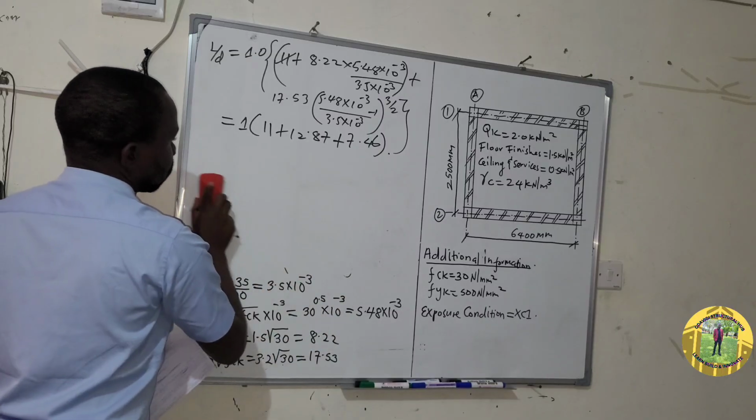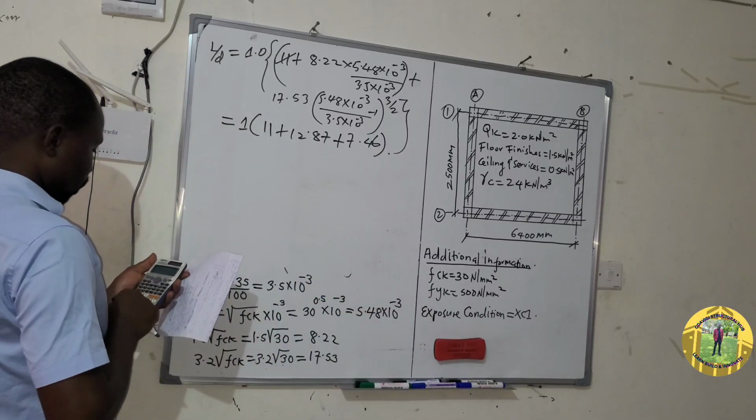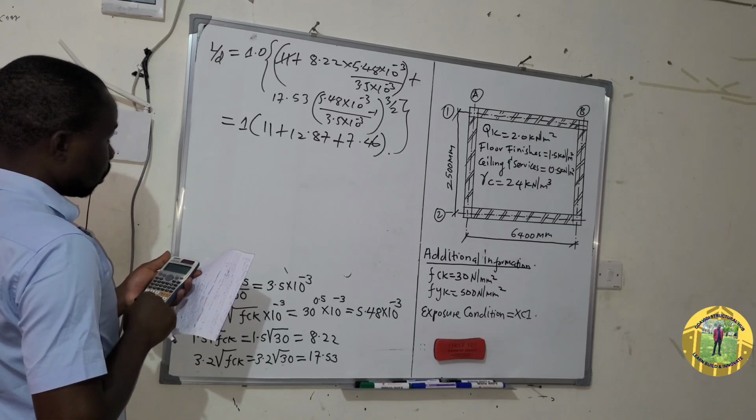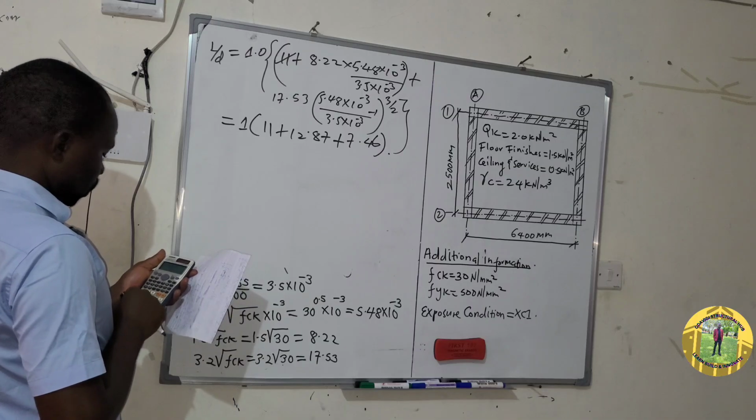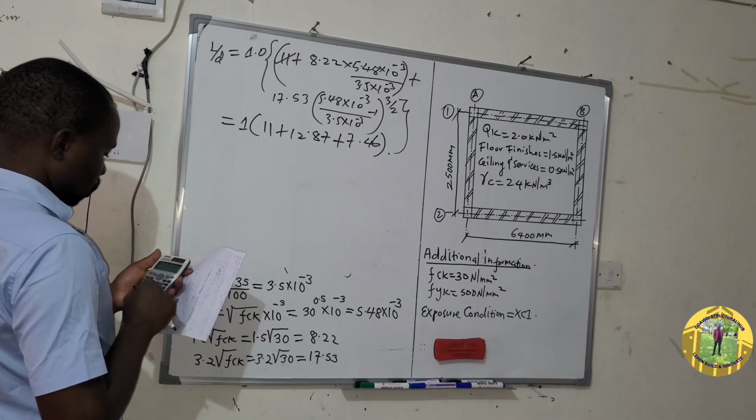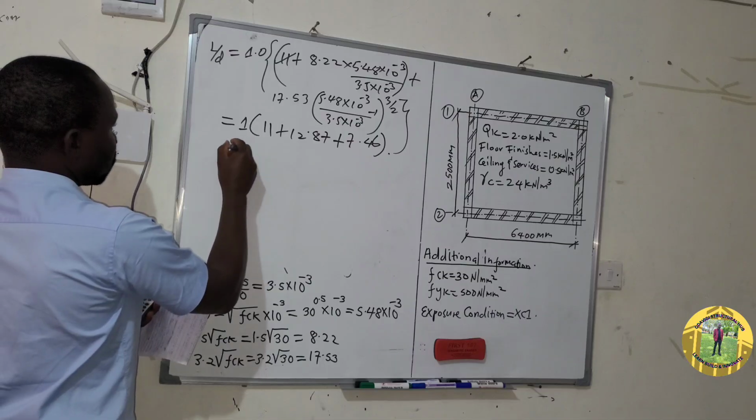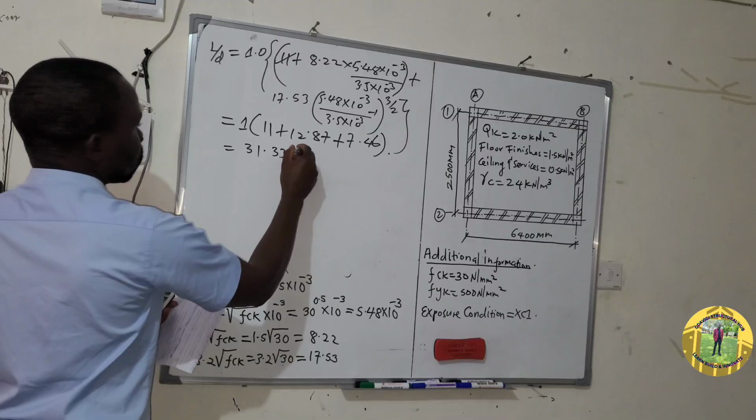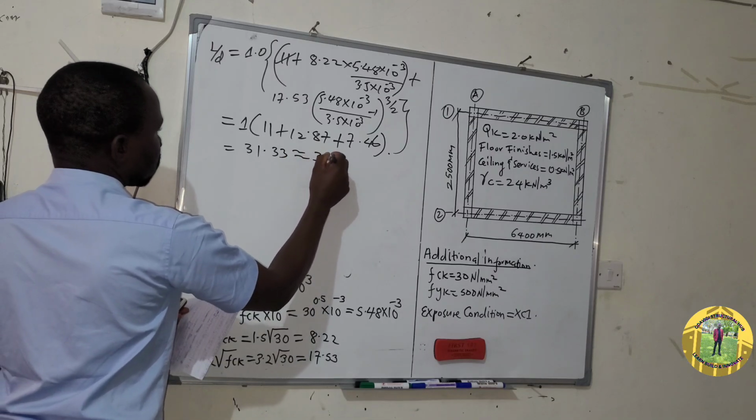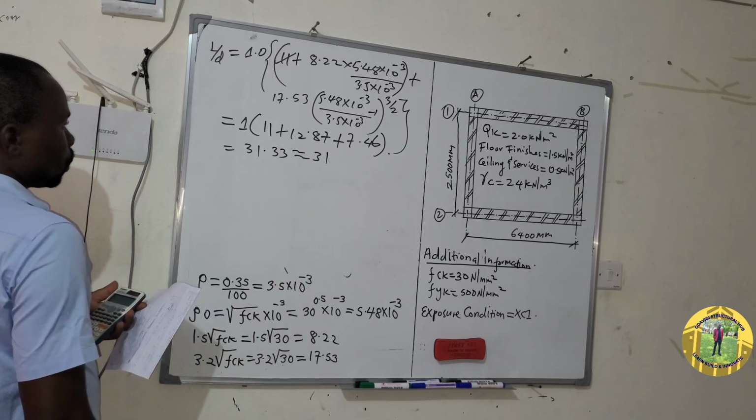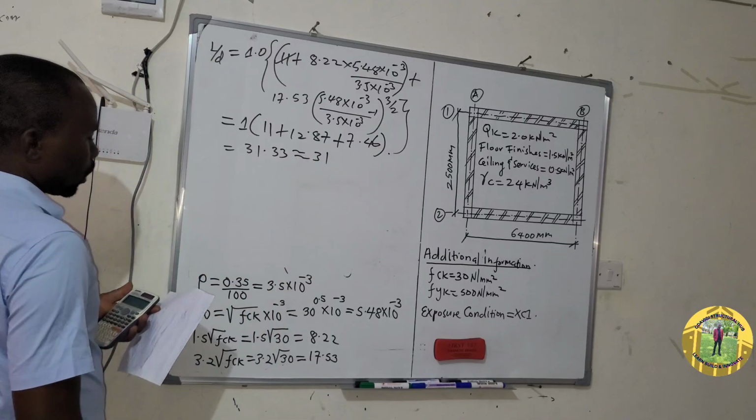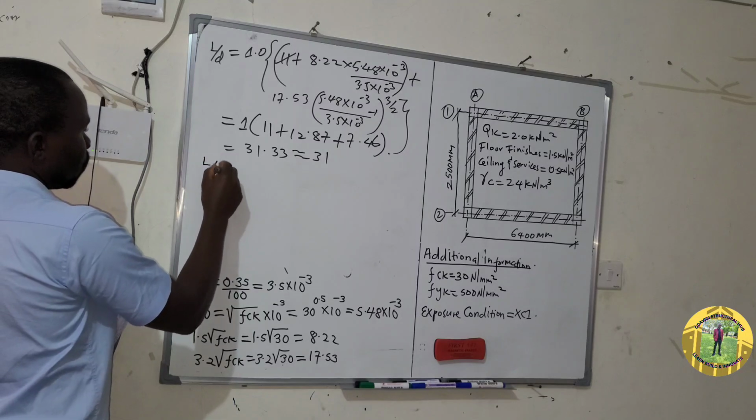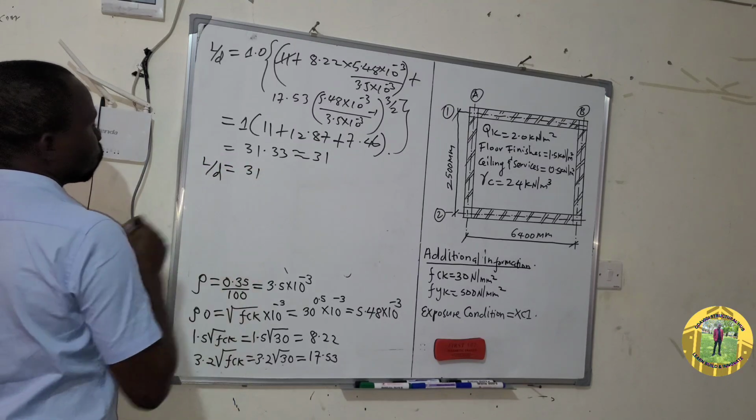7.46. So let's open the bracket. 11 plus 12.87 plus 7.46. So the answer is 31.33. So we take 31, we take it as 31. And then from there, we know that L over D is equal to 31.